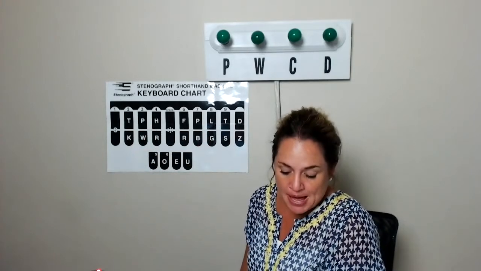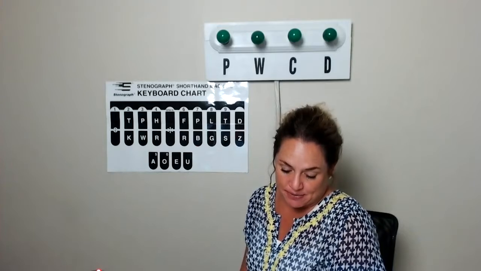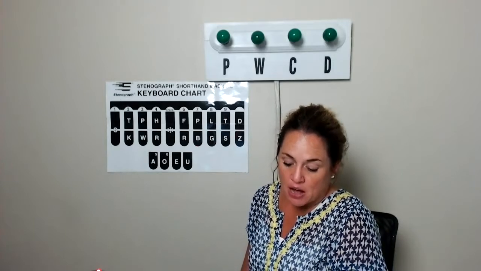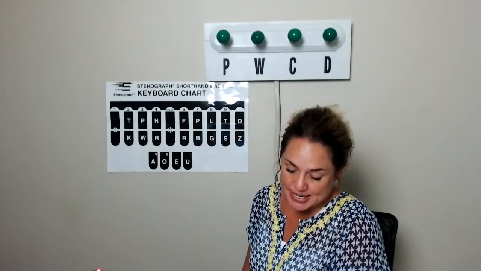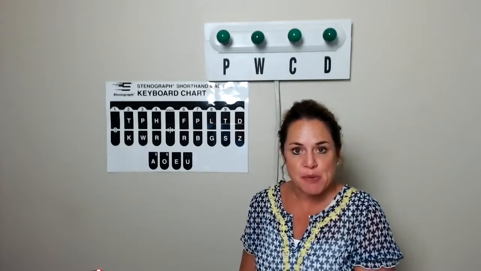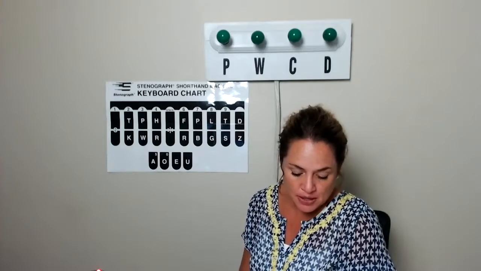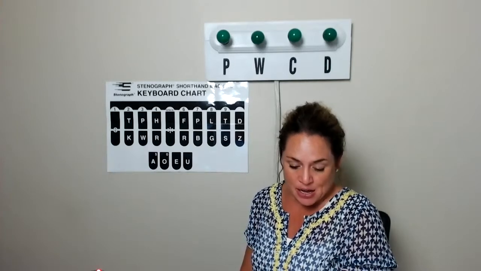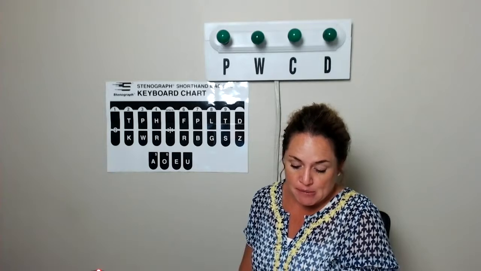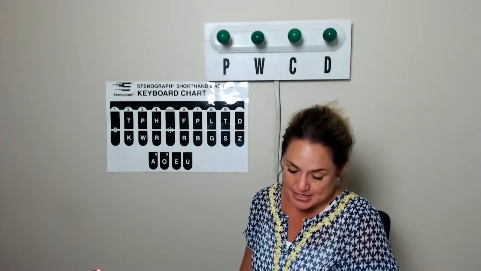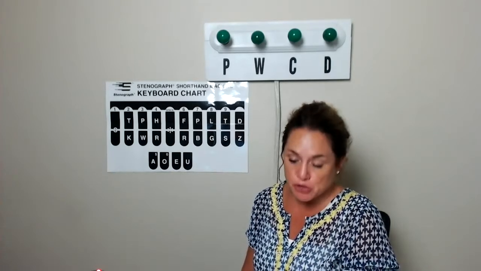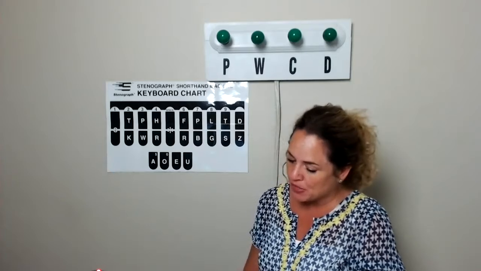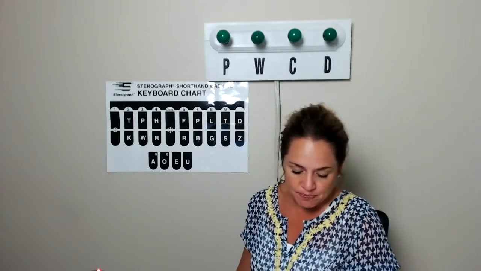W-R-A-E-G-T. Meth, M-E-G-T. Sloth, S-L-O-G-T. Again, it has an aw sound, but it's spelled with an O, so we keep it with an O. Soothe, S-A-O-G-T. Mouth, M-O-U-G-T. Moth, M-O-G-T. Again, it has an aw sound, but it's spelled with an O, so we keep it with an O.